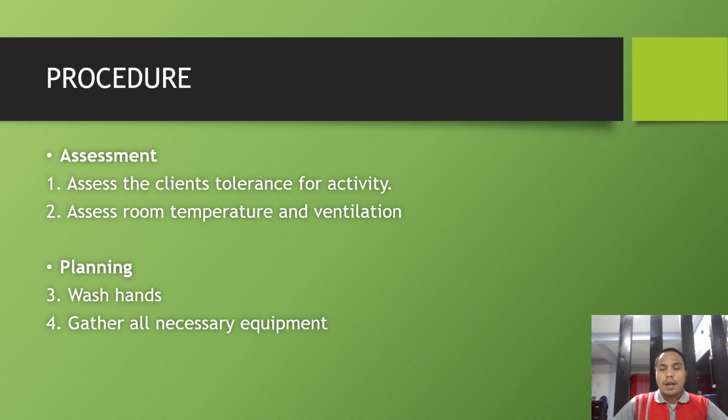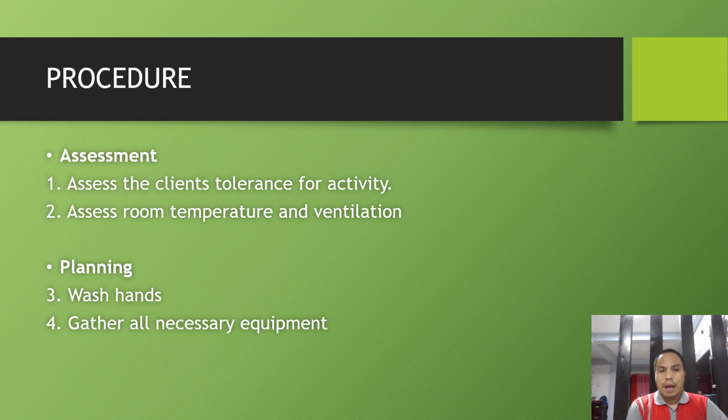So let's proceed to the procedure. The first step is to assess the client's tolerance for activity. What is the rationale? To determine the client's ability to perform self-care and the level of assistance needed. And then we also need to assess the room temperature and the ventilation. Warming the room prevents rapid loss of body heat during the bathing. So these are the assessment part.